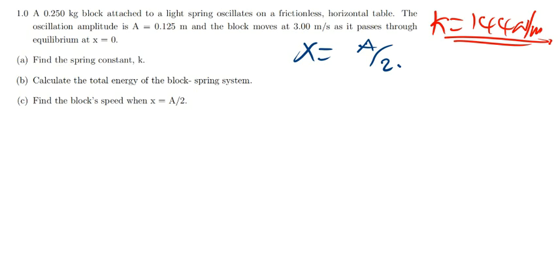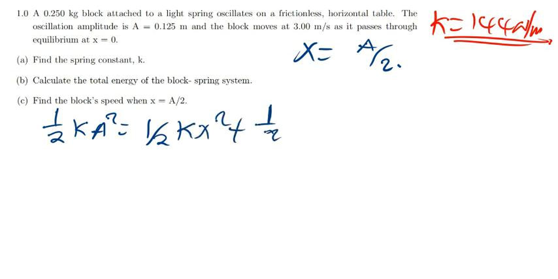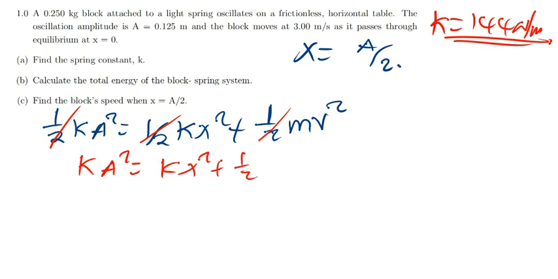For the first one, I'm going to use the same mechanical energy. Like we said, mechanical energy is equal to the kinetic energy or the elastic potential energy plus the kinetic energy. So we can see that we have half everywhere. We can cancel the half. So ka squared is equal to kx squared plus half mv squared.